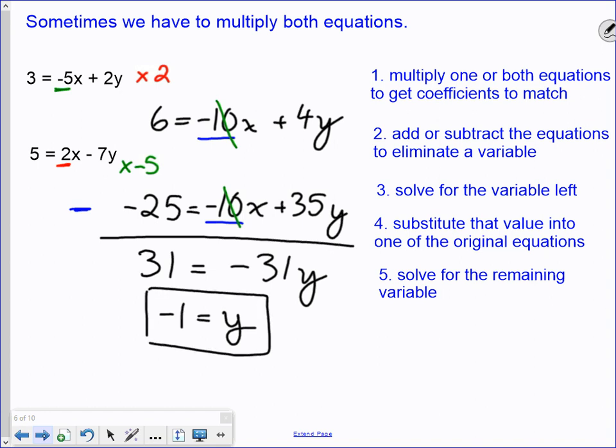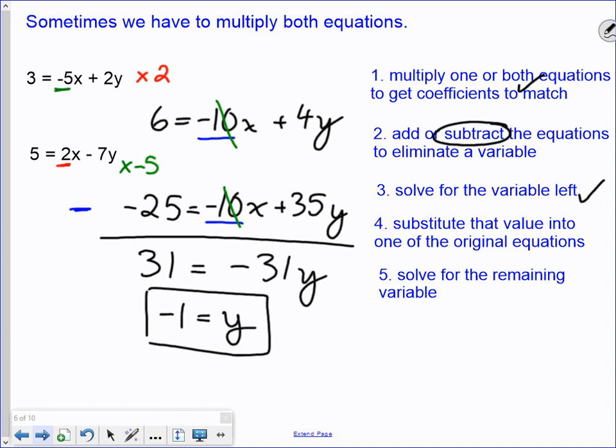I'm halfway there. So we multiplied one or both of the equations to get our coefficients to match up. Then, in this case, we had to subtract the equations to eliminate a variable, and we solved for the remaining variable. Now we just have to go back to one of our original equations here, substitute, and solve for the other variable.